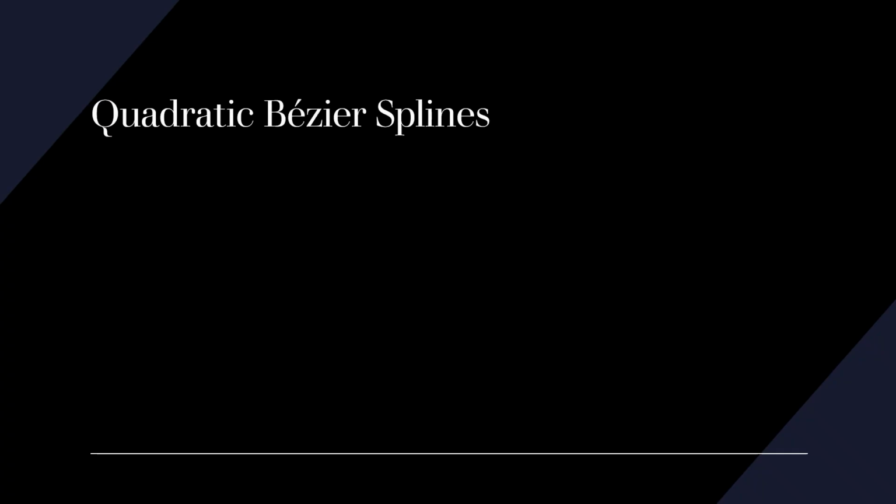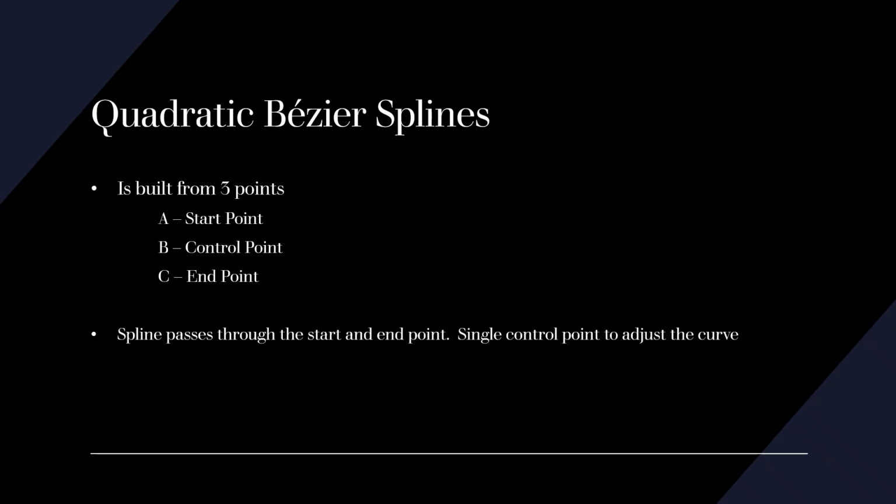So we'll start looking at a quadratic Bézier spline. These are one of the simplest splines. It's built from 3 points. We have A, the start point, B, the control point, and C, the end point. The spline passes through the start and end points, and the single control point is used for just how much of a curve there is. As I say, splines are effectively built up from parametric lines. So how do we use parametric lines when we have 3 individual points?